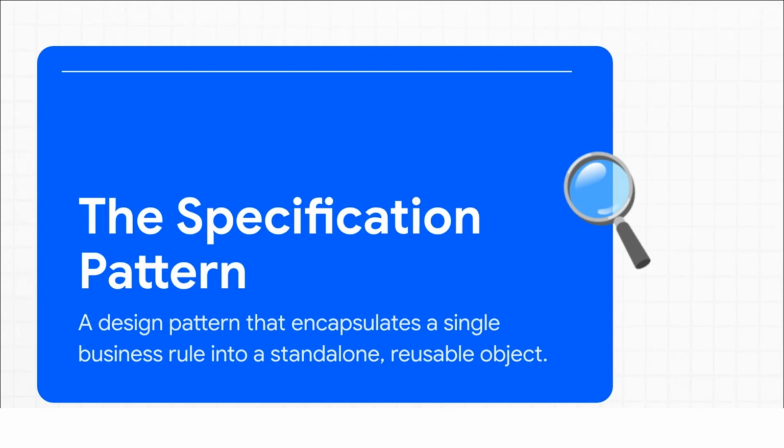So what is this thing really? At its heart, the specification pattern is built on one incredibly powerful idea. You take a single business rule and you wrap it up, you encapsulate it inside its own object. So instead of having this giant clump of conditions, each individual rule gets its own dedicated, reusable, and super testable class. You get perfect isolation for every single piece of logic.